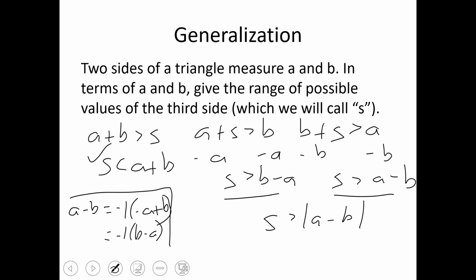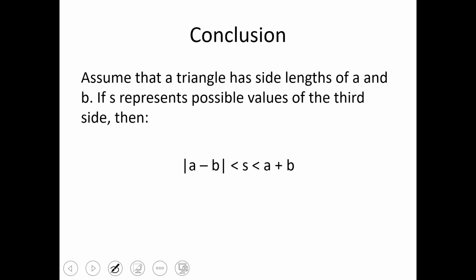And then if we put it all together, I'll just show you, here's the inequality that we get. If A and B represent two side lengths of a triangle and S possible values for the third side, then S must be less than A plus B, and it must be greater than the absolute value of A minus B. And that is a really nice little result.